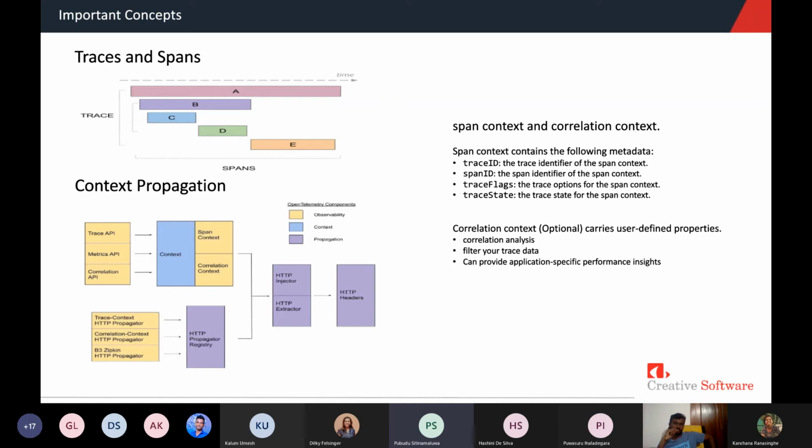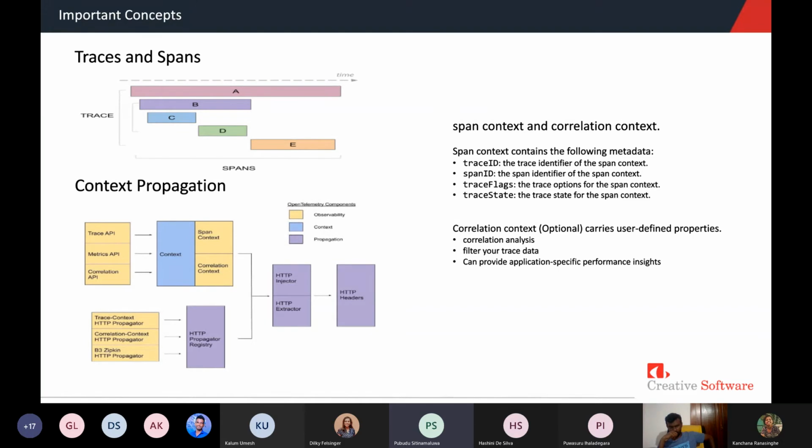Through a trace, you can see the complete request flow. And then comes the context propagation. Instrumenting with OpenTelemetry can be done on a non-distributed system as well, so you don't need the context propagation. You can just instrument it with the spans and see how your application is performing. So what makes it distributed tracing is the context propagation.